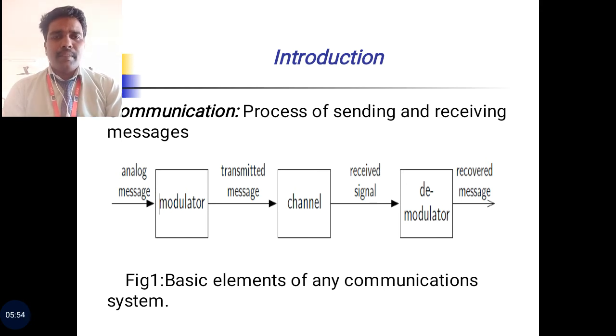Look at the diagram. The basic elements of any communication system are the modulator, channel, and demodulator. Three major blocks. What is the modulator? The modulator input is the analog message. The output of the modulator is the transmitted message. That transmitted message is the input to the channel. The output of the channel is the received signal, which is given to the demodulator. The demodulator output is the recovered message. Demodulation means the process of separating the message signal and the carrier signal.